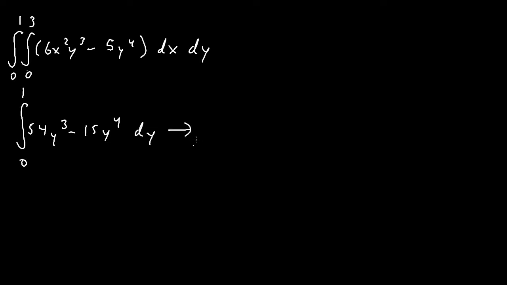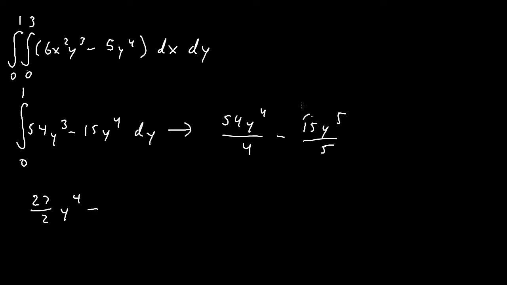So the integral of 54y cubed is 54y to the fourth over 4 minus the integral of 15y to the fourth, 15y to the fifth over 5. Now 54 over 4 can be simplified into 27 over 2. So you get 27 over 2 y to the fourth minus 15 over 5, which simplifies to 3. So we get 3 times y to the fifth. Let's go ahead and now evaluate that from the y bounds of 0 to 1.